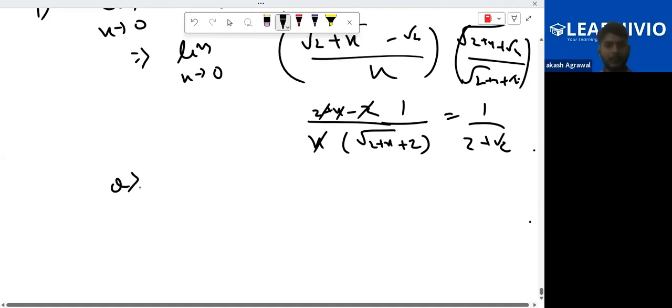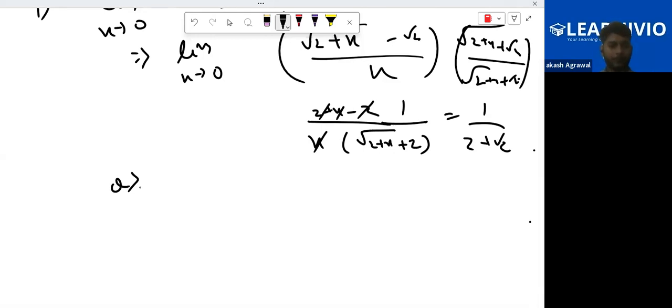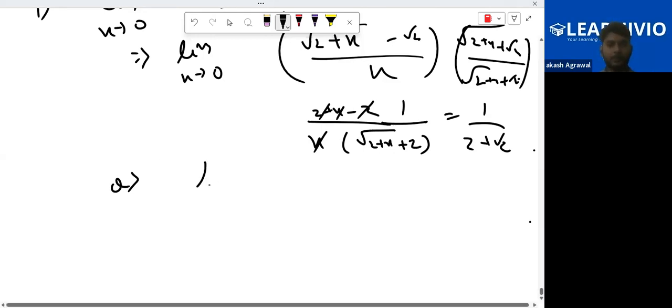Got the method? Yes or no? Yes, sir. Okay, so limit x tending to 0, x upon root a plus x minus root a minus x.